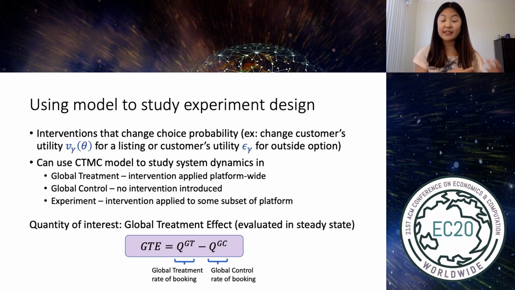But since they can't see these actual worlds, they don't know the ground truth, and so they don't know how large the bias is. The nice thing about this modeling approach is that we can see all 3 worlds. So we know what an estimator would have looked like in an experiment, and we know what the ground truth global treatment effect is. And so we can actually use that to start to study the bias of different estimators and experiment designs.